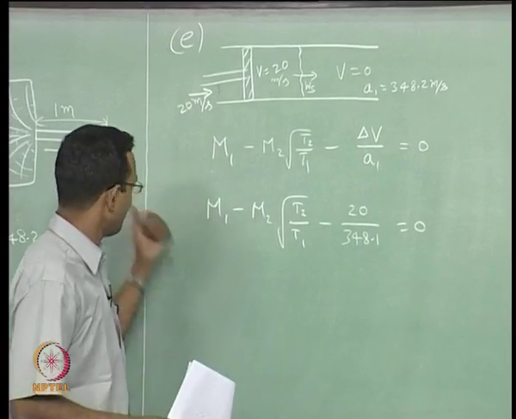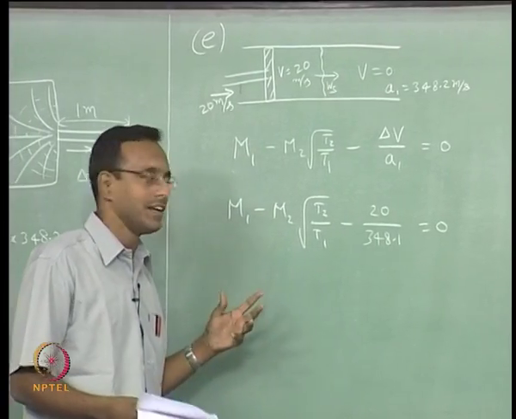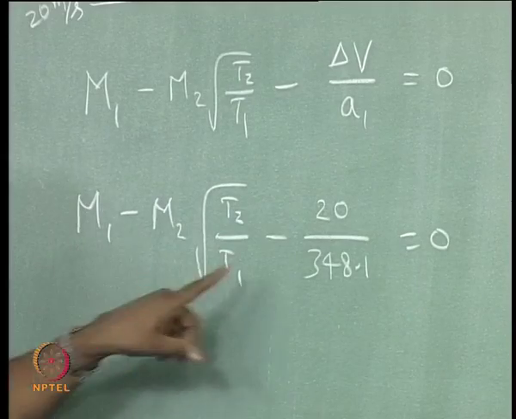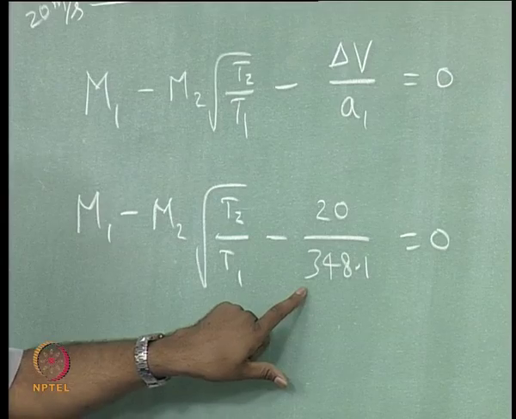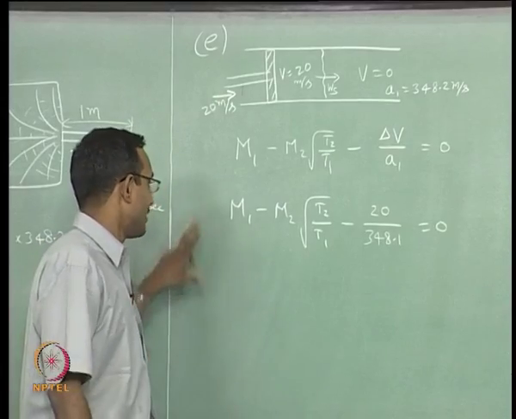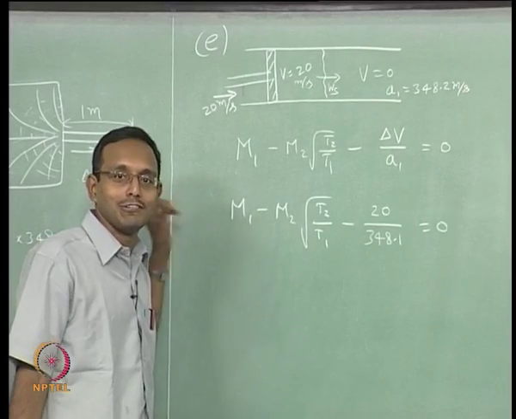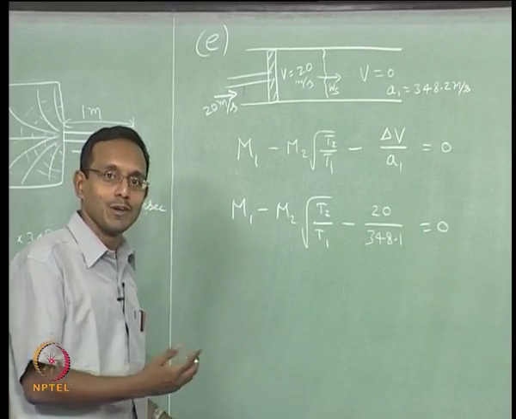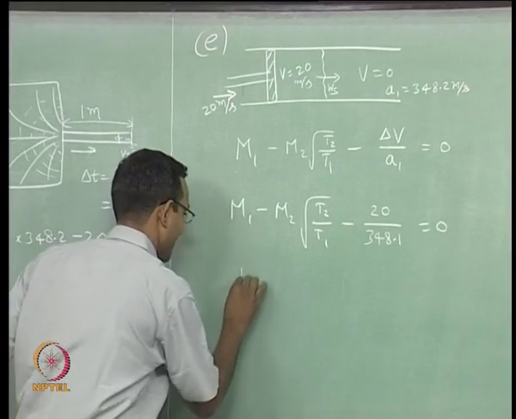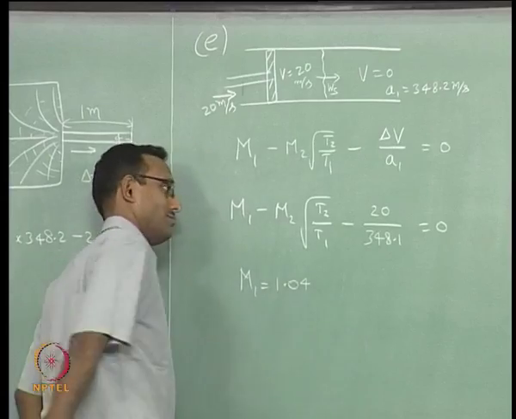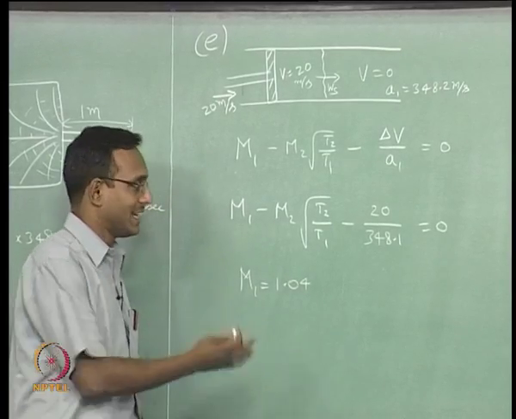If you go back to the previous problem, towards the end of the last class, we solved this exact same equation. It was exactly the same, 20 by 348.1. When we are solving the same equation, math will give exactly the same answer. I do not need to solve this problem again, but if you want, you can solve this by iteration and you will get exactly the same M1 equal to 1.04. We will see the link now.